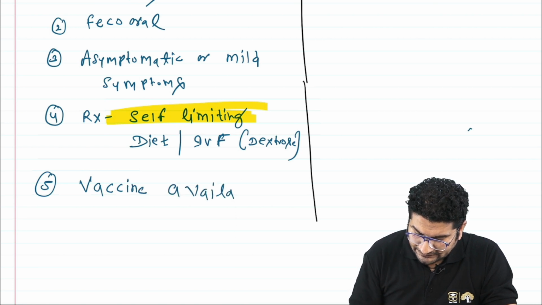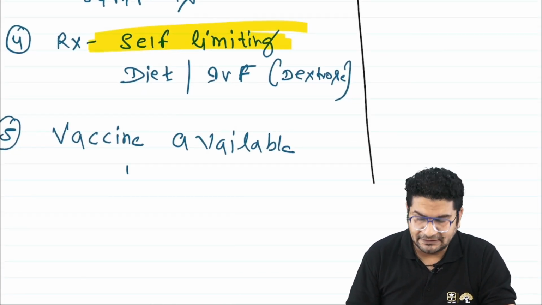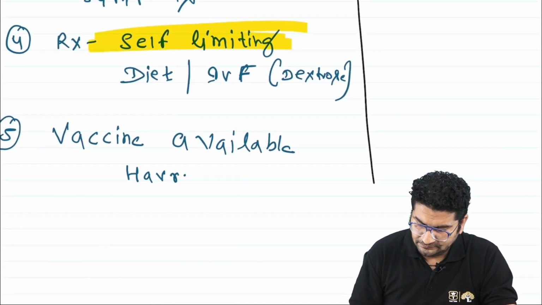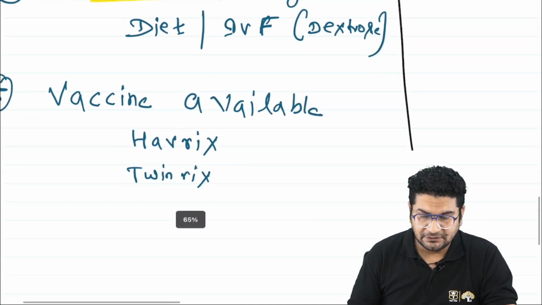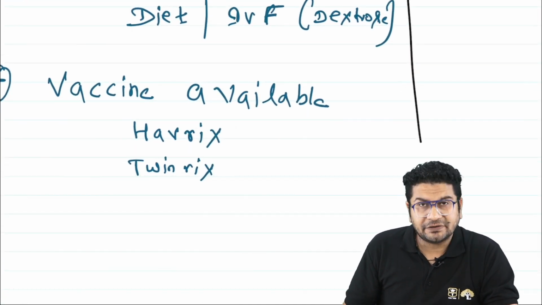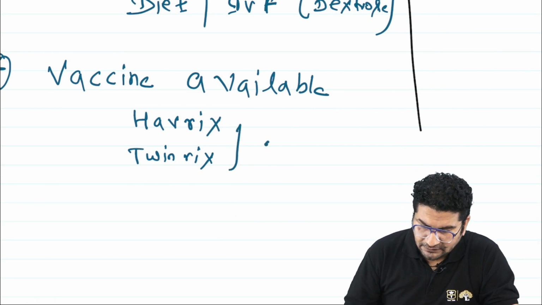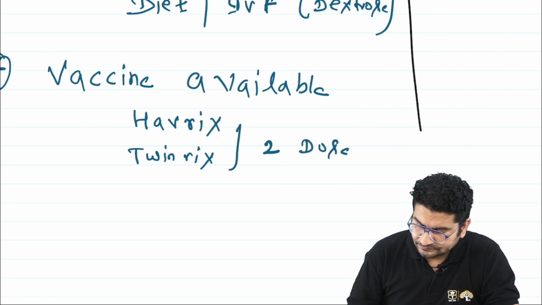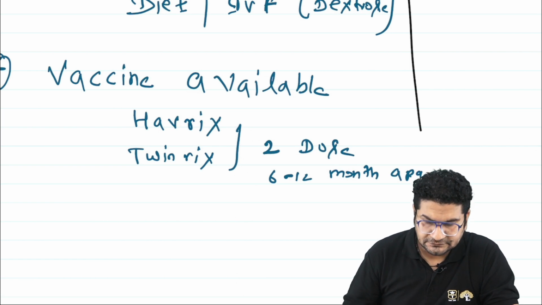Hepatitis A vaccine is available, right? We have a few vaccines, I'm writing the names: Havrix, Twinrix. Havrix and Twinrix vaccines are available. So we give 2 doses of intramuscular vaccine, 6 to 12 months apart.